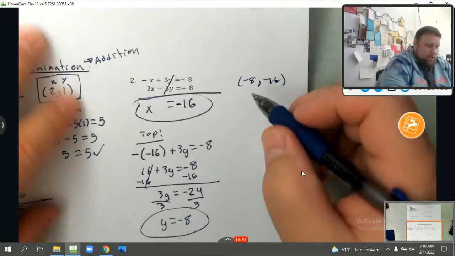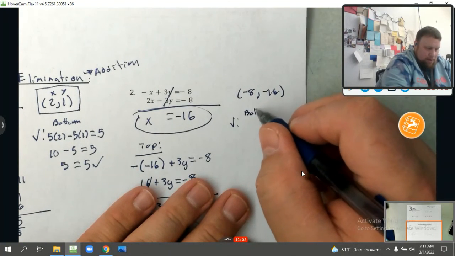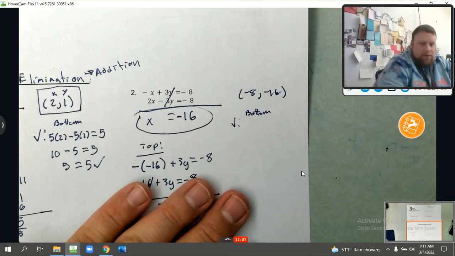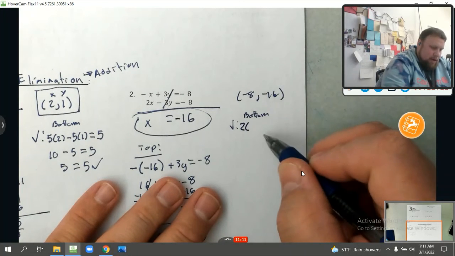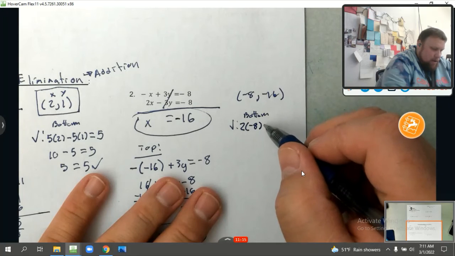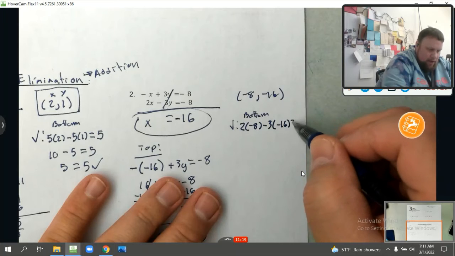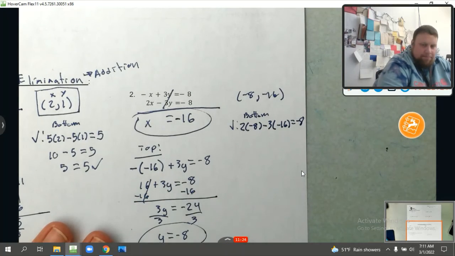Now, we're going to check this in the bottom. Check colon. We're doing this in the bottom equation. You don't have to write bottom every time. I'm just doing it for your notes so you know what I'm doing. And we have 2 times our x, which is negative 8, minus 3 times our y, which is negative 16, and that should equal negative 8, right? Ran out of room a little bit there, but we're getting there.